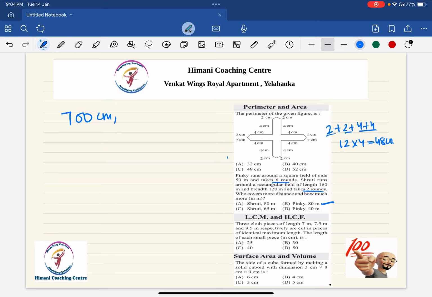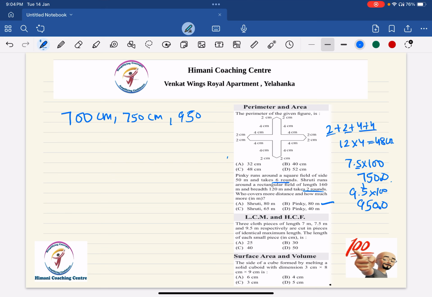The next cloth piece is 7.5 meter. So 7.5 into 100, it will become 7500. There is one digit after decimal, so this will be 750.0 or simply 750 centimeter. Similarly, 9.5 into 100 would be 9500. There is one digit after decimal, so it will become 950. Okay, students. Now we have to find the HCF of 700, 750 and 950.